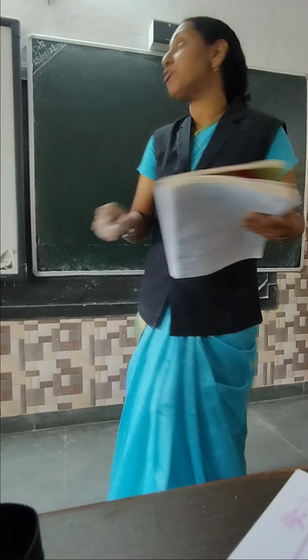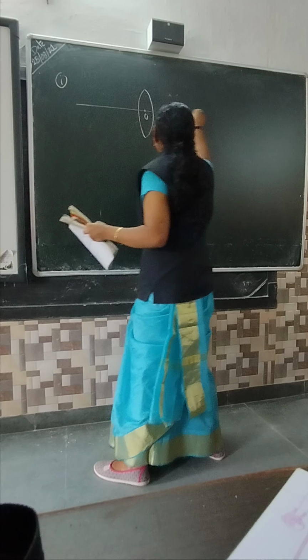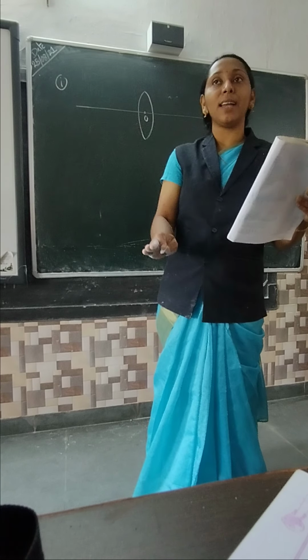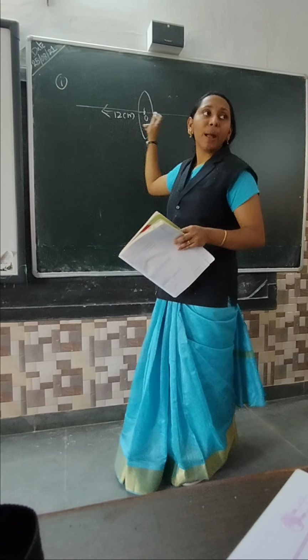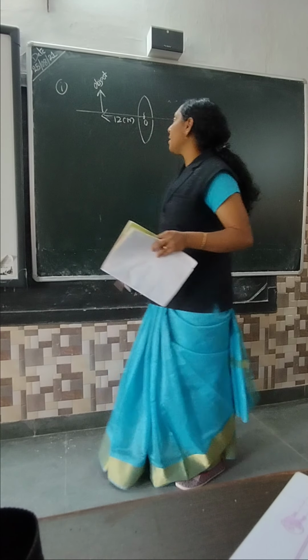One topic is left for review. An object is fixed at a distance of 12 cm from a convex lens. What is the given lens? Convex. How to draw the convex lens? Like that: convex lens, optical center, principal axis. On its principal axis, the object is placed at a distance of 12 cm from the convex lens. All measurements start from the optical center, so from the lens the distance is 12 cm, and the object is here. Can you understand?